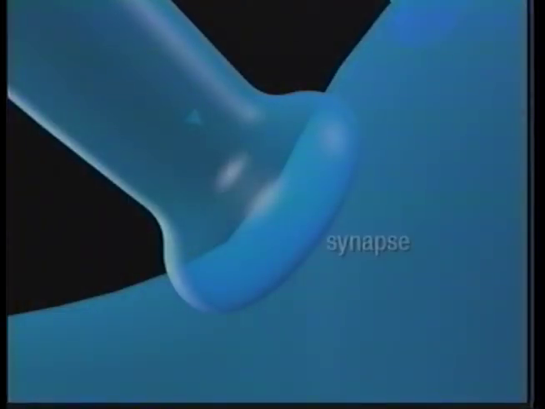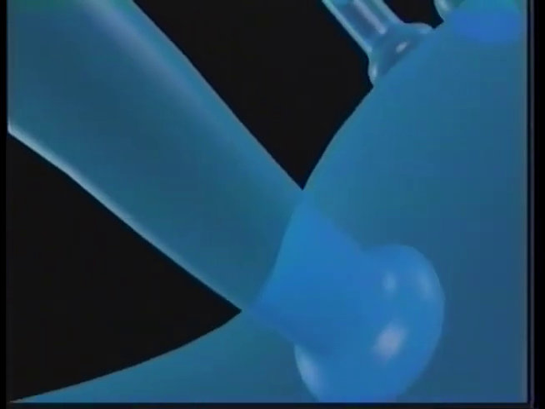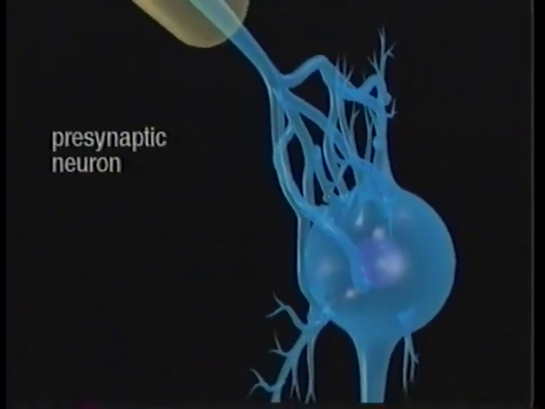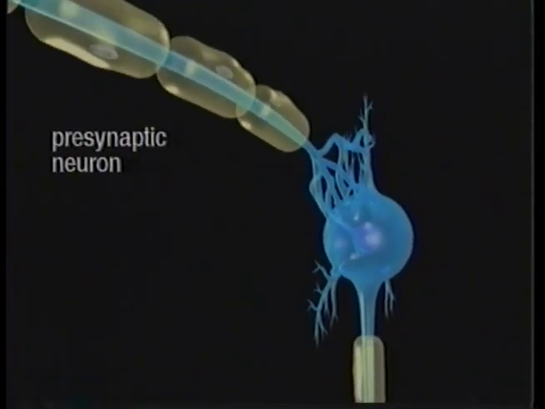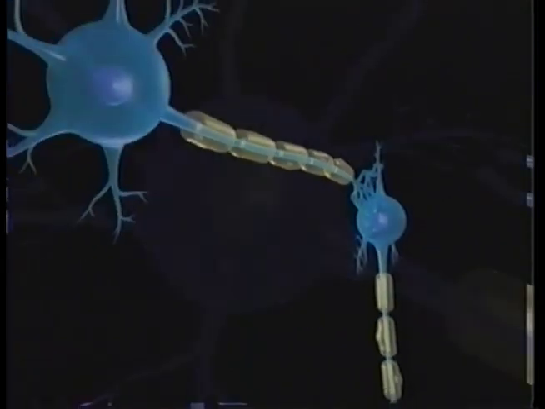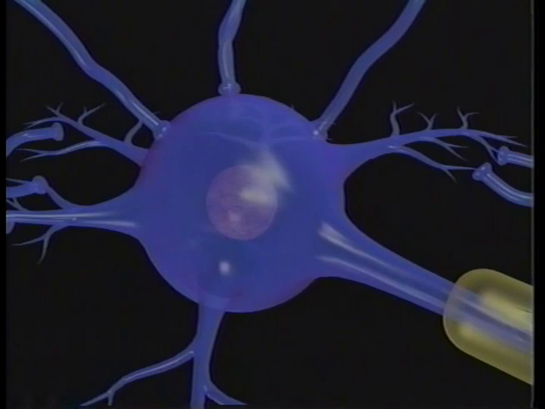Once the action potential has traveled down the axon, its message must be passed on to the next cell. A neuron relays information to another neuron at a synapse. The neuron transmitting the information is called the presynaptic neuron, and the neuron receiving the information is the postsynaptic neuron. Let's look at what happens at a cholinergic synapse, one of the most common types of synapses.